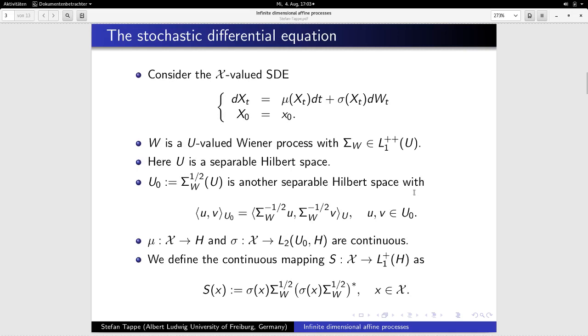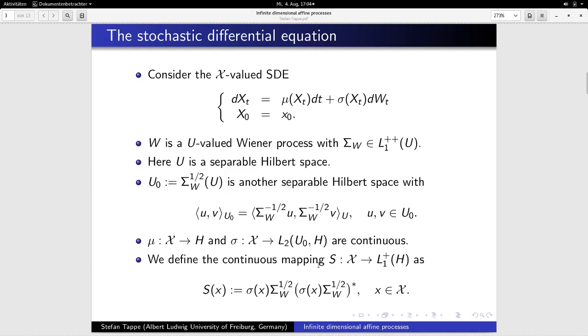We will regard affine processes as solutions to stochastic differential equations. So here we have such an equation. This is a usual setting in infinite dimension. This mu is a drift. Of course, everything is now defined on the canonical state space that we have defined on the previous slide. And the sigma takes its values in the space of Hilbert-Schmidt operators. This W here is a driving Wiener process. It may have its values in another separable Hilbert space. And here we define this space U0, showing up here. This is a usual setting in infinite dimension.